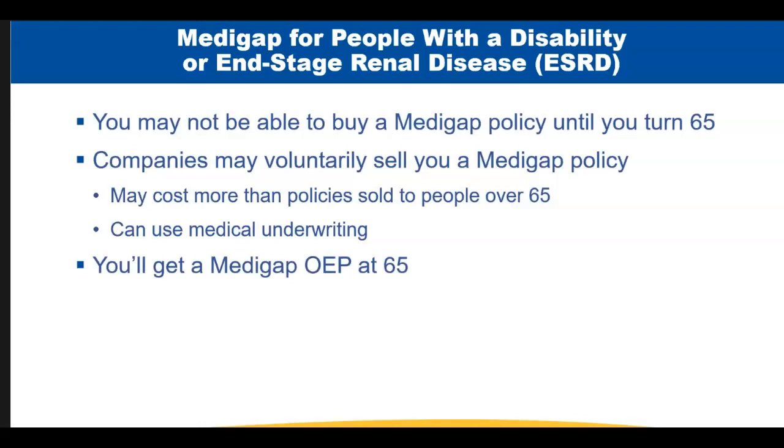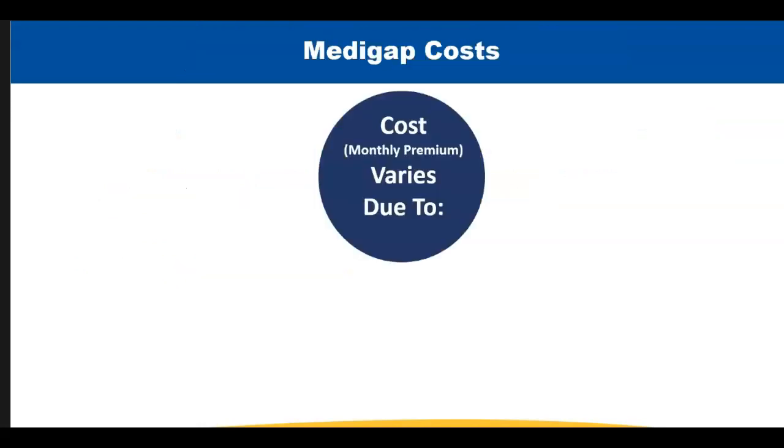But if you got on Medicare because of ESRD or disability, when you turn 65, you're going to go ahead and get a Medigap open enrollment period, when you can go ahead and take advantage of the best protections related to buying a Medigap plan.